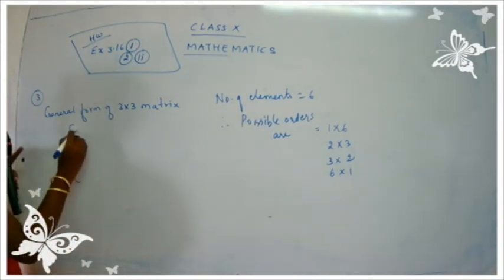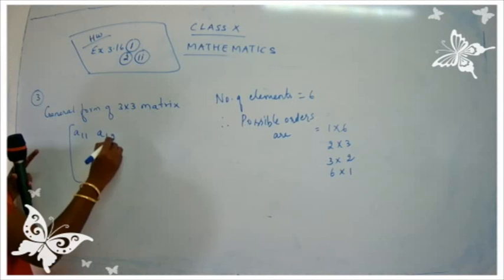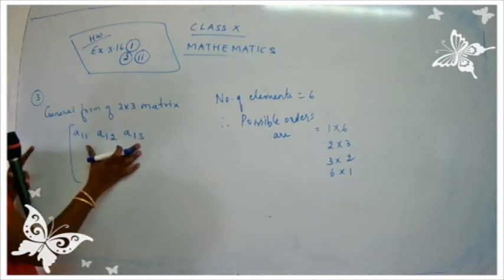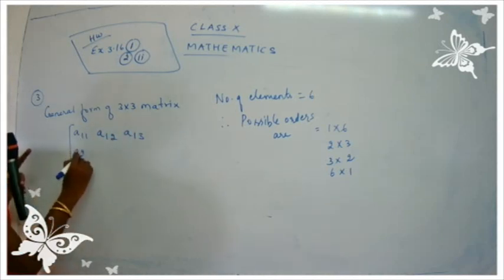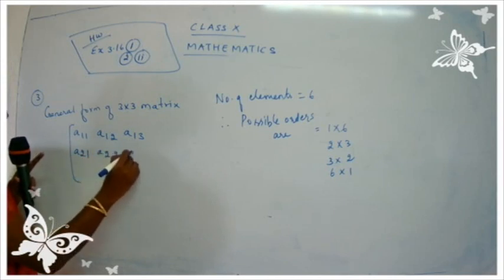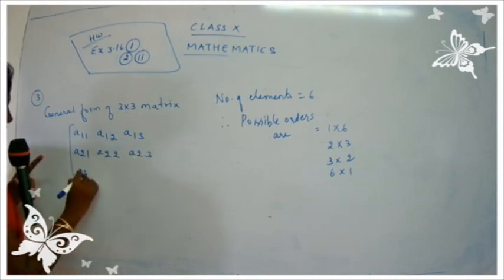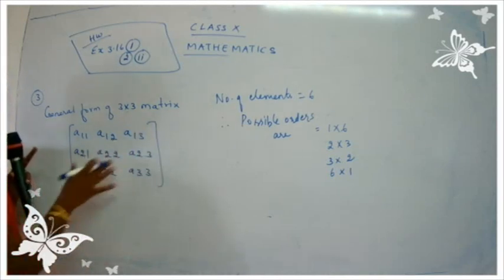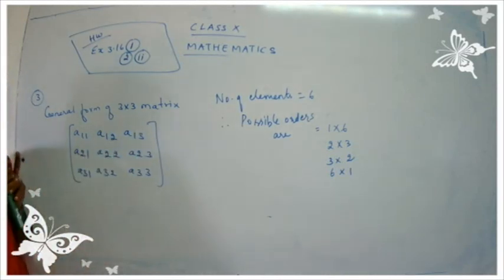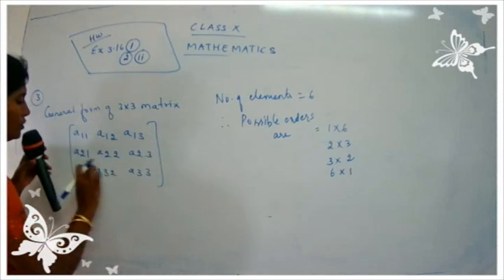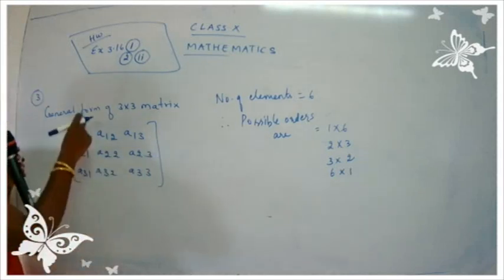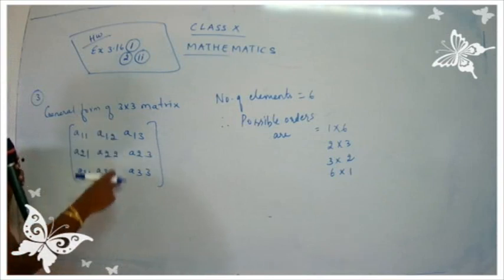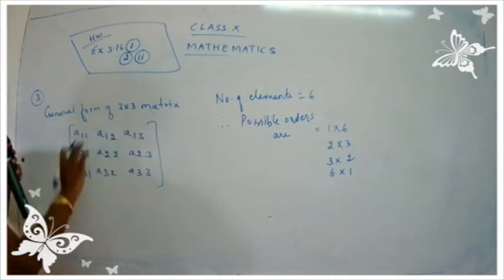So this is A11, A12, A13. So 3 columns, A21, A22, A23, A31, A32, A33. You can write with the pen, children. No need to worry about this. We are writing the general form. 3 by 3 matrix. So how many rows you are having? 1 row, 2 row, 3 row. And how many columns are you having? 1, 2, 3. So 3 rows, 3 columns.